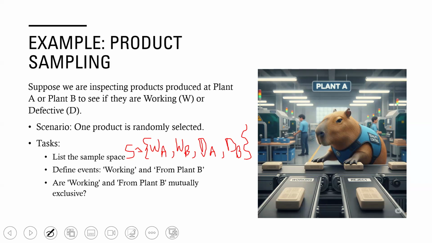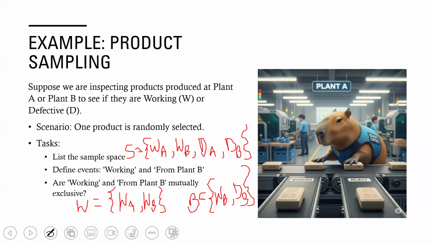Next, let's define the event working. All right, so W equals, well, it could be working from A or working from B. And let's define the event from plant B. So from plant B would be working from B or defective from B. That's a B.